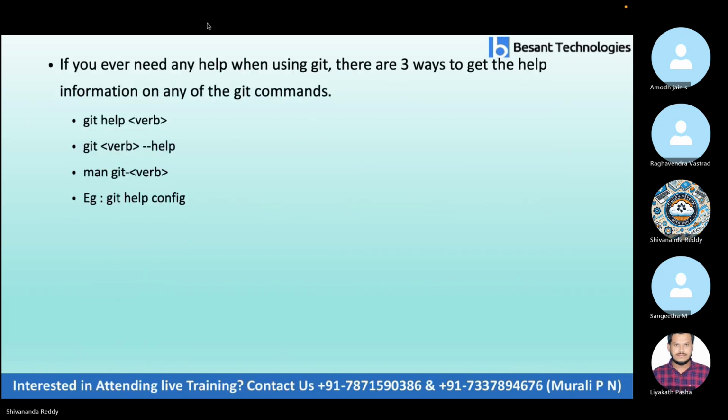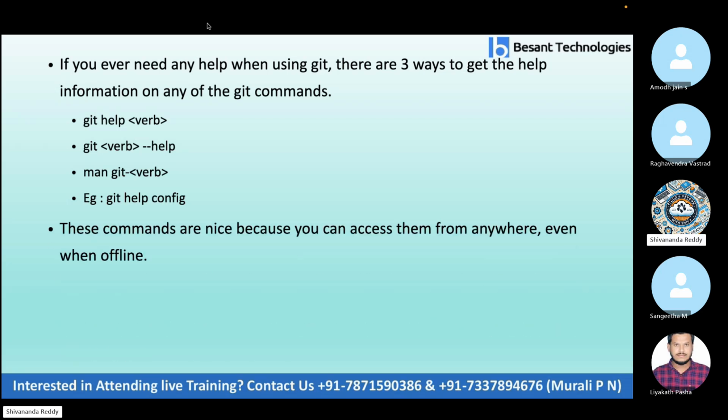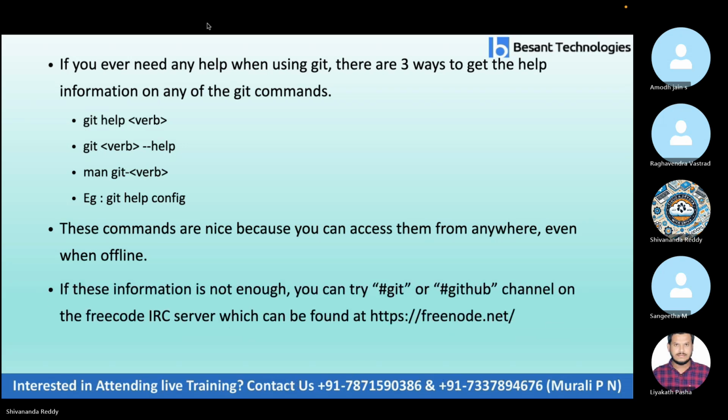Getting help. If you ever need help when using Git, there are three ways to get help information on any of the Git commands: git help, git verb --help, man git verb, like git help config. These commands are nice because you can access them from anywhere, even when you're offline. Nothing but internet is not required for these commands. If this information is not enough, you can try the #git or #github channel on the freenode IRC server, which can be found at freenode.net.